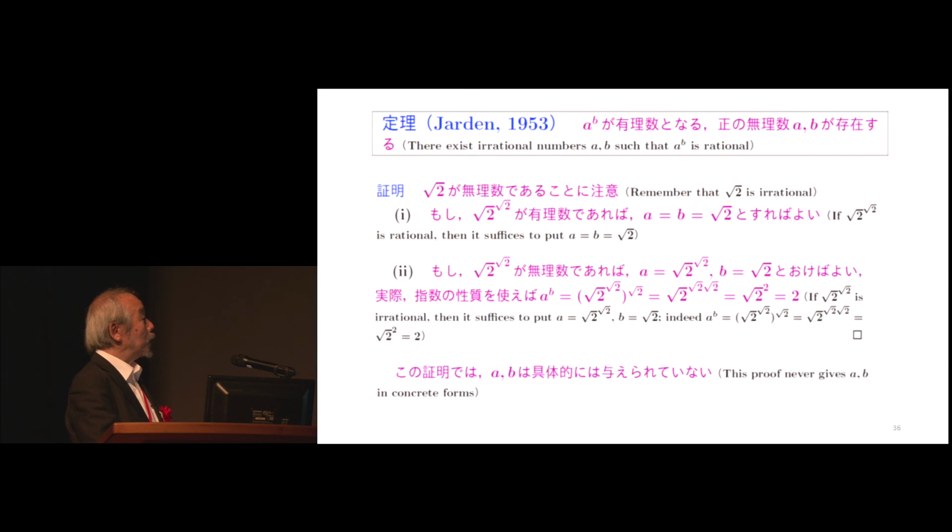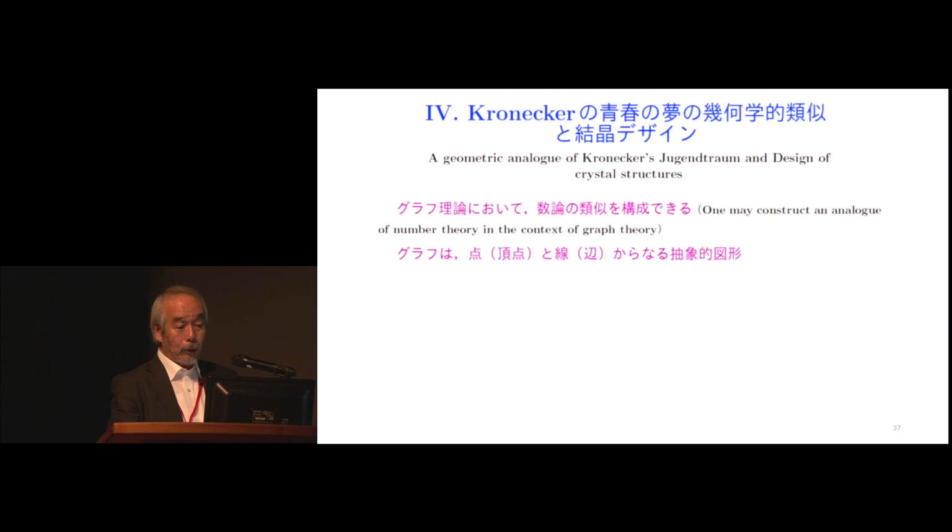Root 2 to the power of root 2, and then a is as such and b is as such. But just looking at this proof, the concrete answer is not given. So for Kronecker's dream, in logical terms, class field theory has been proved, but in a concrete way there is no explanation.